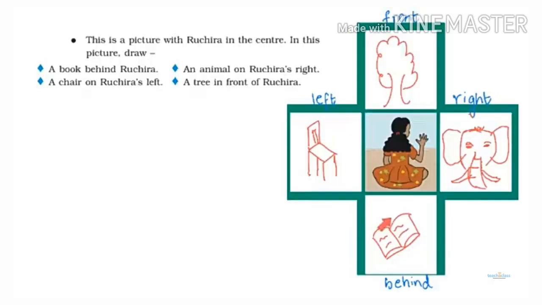Now look at this picture. I have drawn a book behind Rujira, an animal on Rujira's right, a chair on Rujira's left, and a tree in front of Rujira. Children, by looking at this picture, you have to identify and understand the different sides such as right, left, front and back. Okay.